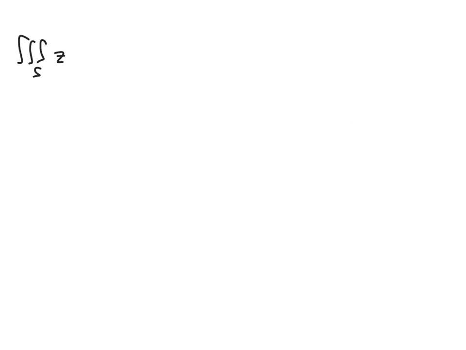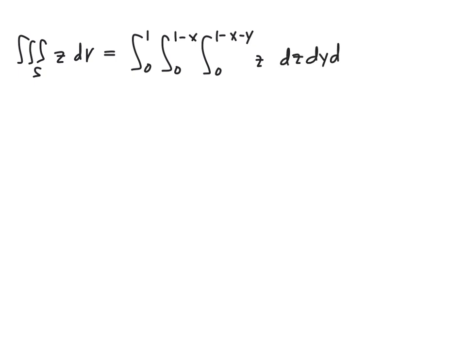So our triple integral over S of z dV, using the boundaries that we just found for our solid, is the integral from 0 to 1, 0 to 1 minus x, and 0 to 1 minus x minus y of our function z, and the order of integration is dz, dy, dx. And so we just have to compute this iterated integral.